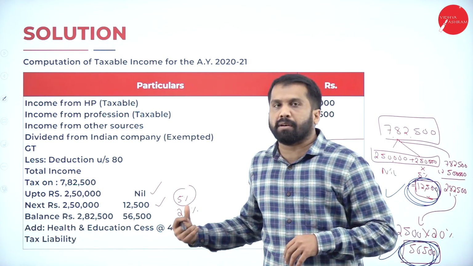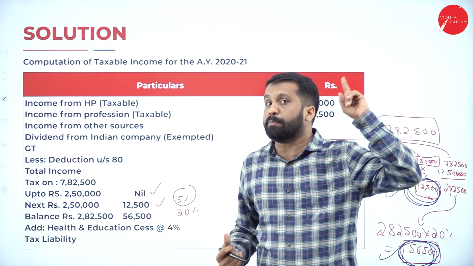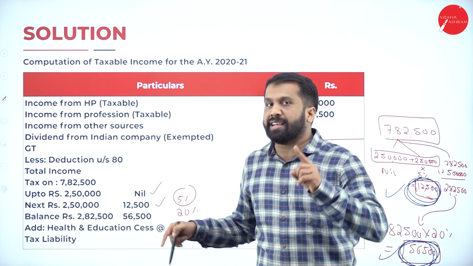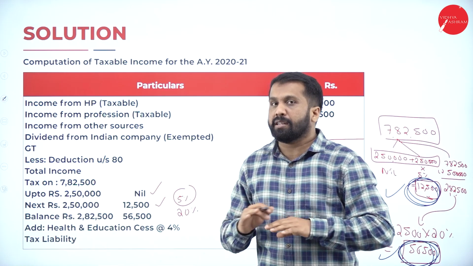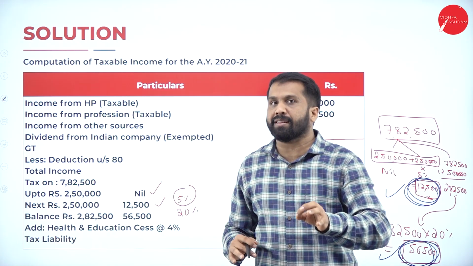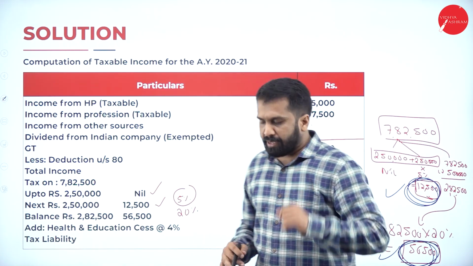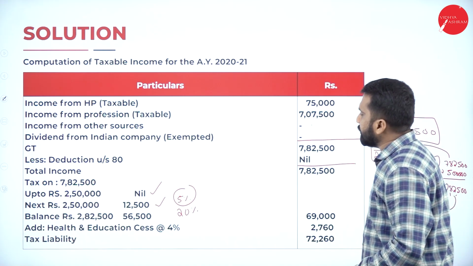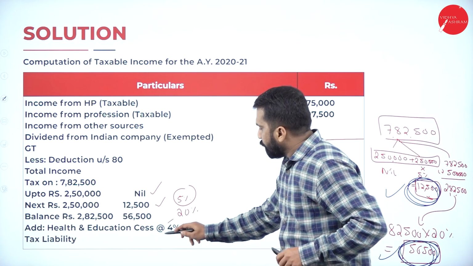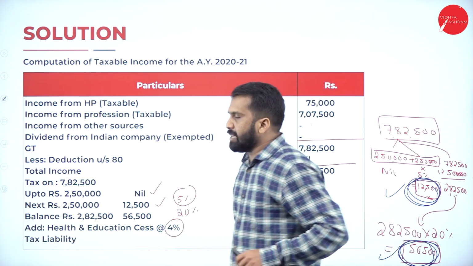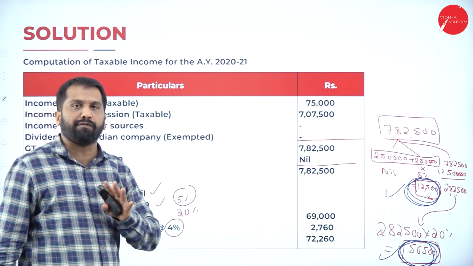In the previous problem, we did not do that. Why? Because that is company. This one we are doing individual. For company, flat 30%. For individual, there is no flat. You are supposed to calculate separately. Now, so in this, what happens? You calculated. What is the education cess? 4%. After adding this, you take education cess of 4%.